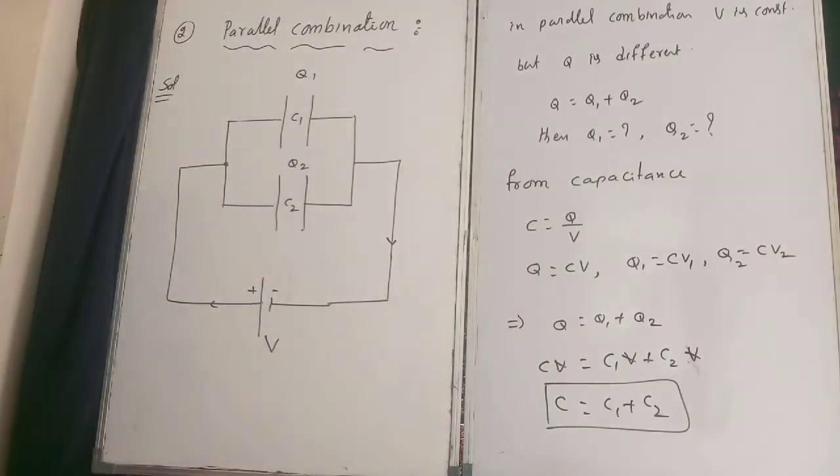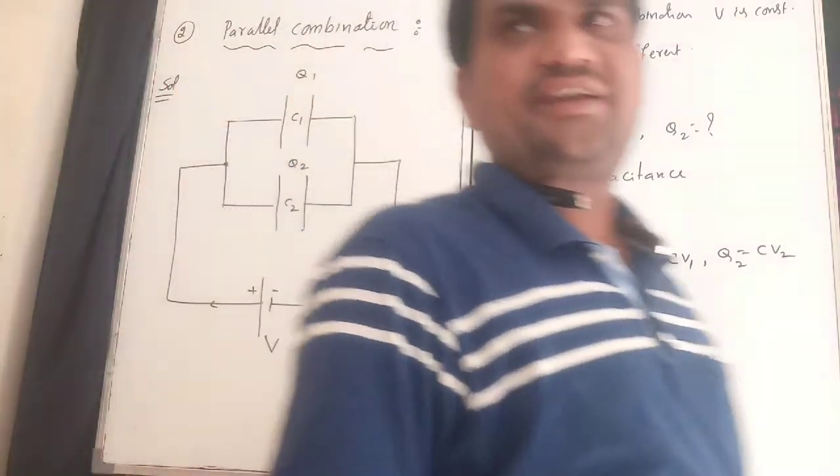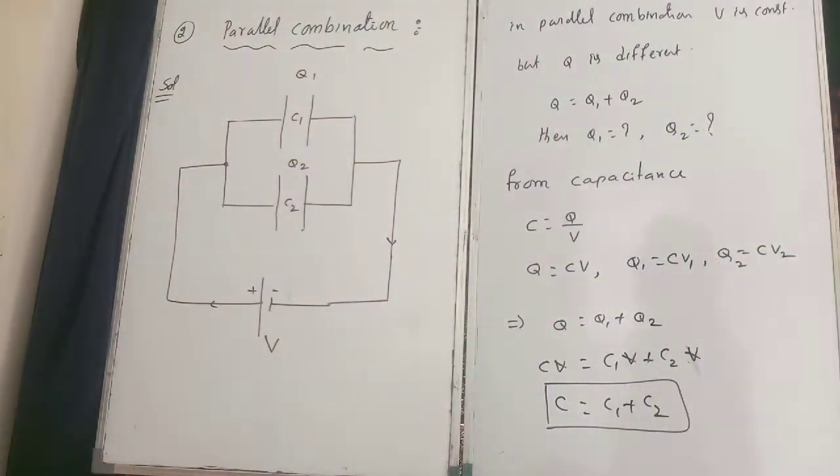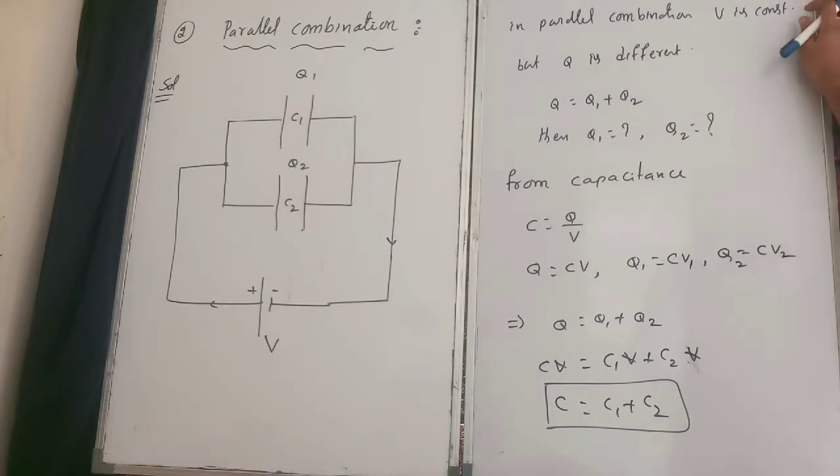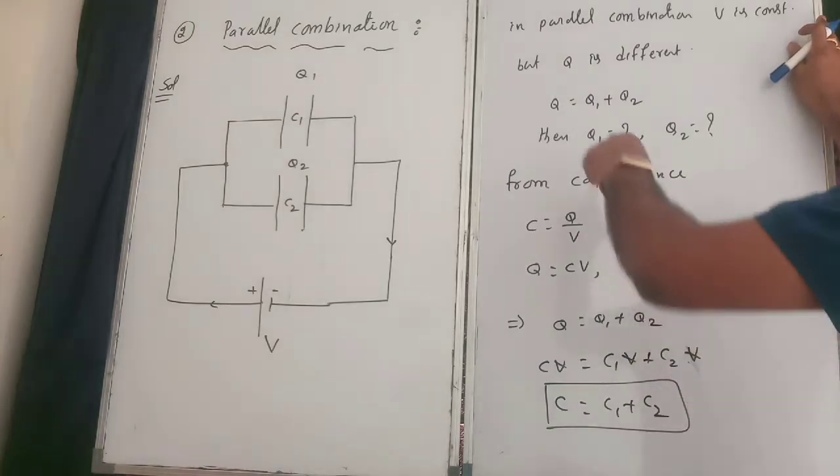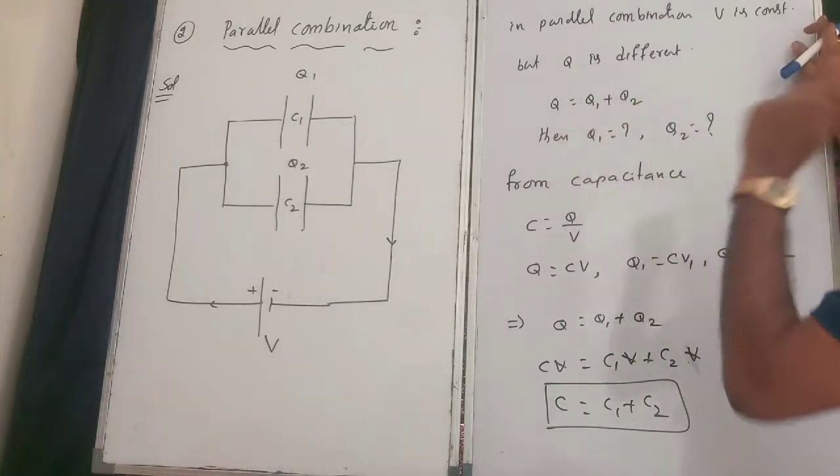Right, ma'am. So this is the parallel combination. Capacitors are connected in parallel combination. I took two capacitors and connected them in parallel combination. So in parallel combination, V is constant, but Q is different. Therefore, Q is equal to Q1 plus Q2.